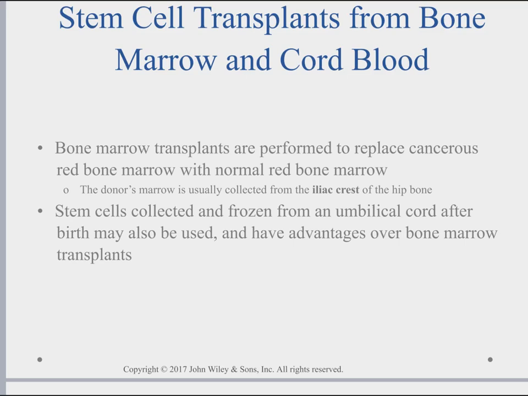Now, a second way that we can find even more rich stem cells is to collect them from frozen or harvested umbilical cords that have been collected after birth.